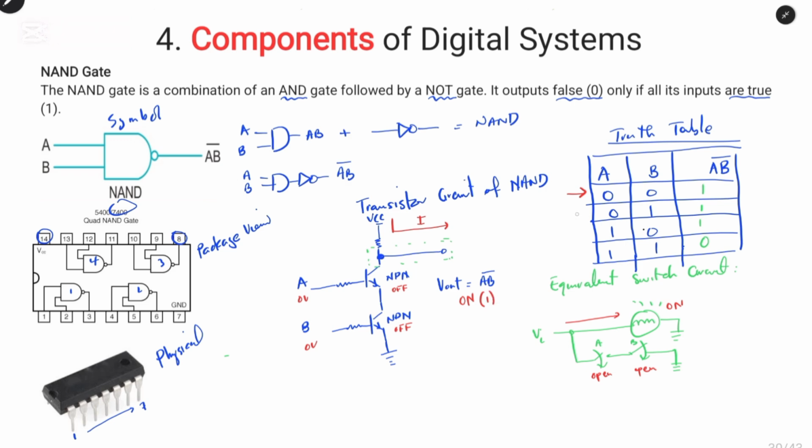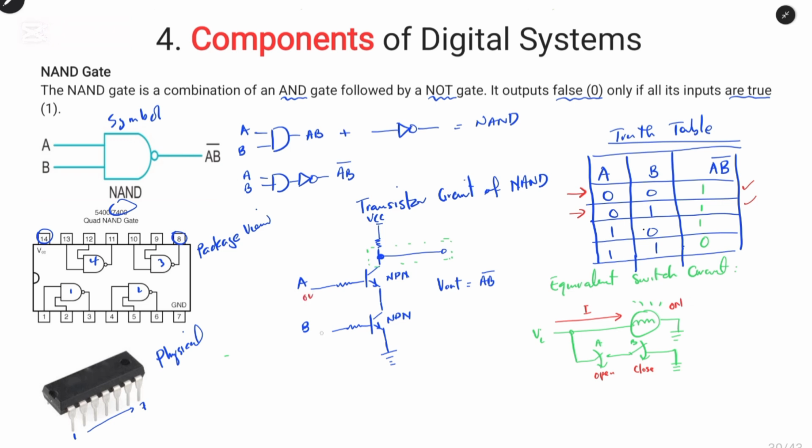Let us now look at what will happen in combination 2. When we have switch A open and switch B closed, the current won't pass through switch A. Therefore, even though switch B is closed, there won't be current passing through switch B because switch A is open, and the current will flow in this direction and it will cause this lamp to switch on.